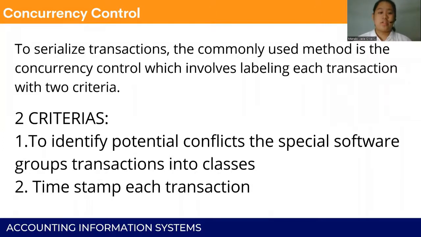So the two criteria are, first, to identify potential conflicts, the special software groups transactions into classes. An example is the read-only query transactions. Next is to timestamp each transaction. Some of the sites may have different time zones, and the time will only be logically the same when using a system-wide clock. Each timestamp is made unique by incorporating the site's identification number.